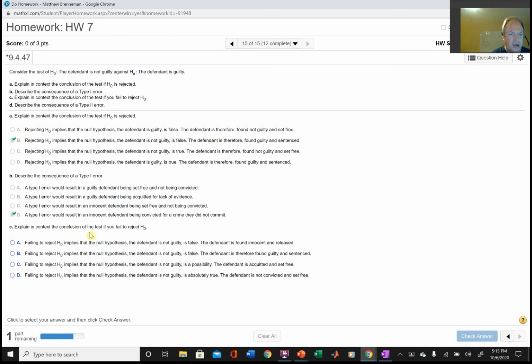Explain in context the conclusion of the test if you fail to reject the null. So if you fail to reject the null, you're saying there's not enough evidence, right, to make you believe the alternative. So if we fail to reject the null, it implies that the null hypothesis is a possibility. Therefore, the defendant's acquitted and set free. You don't say absolutely true. We never know if a person's innocent or not. A jury never says they're innocent. They just say they're found not guilty. There's not enough evidence to find that they are guilty, right?